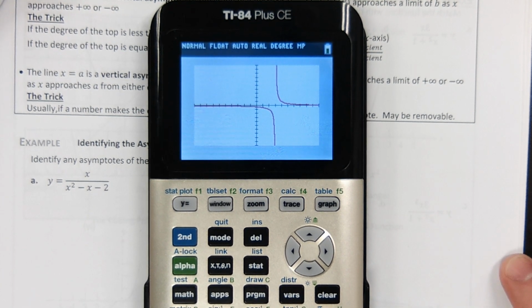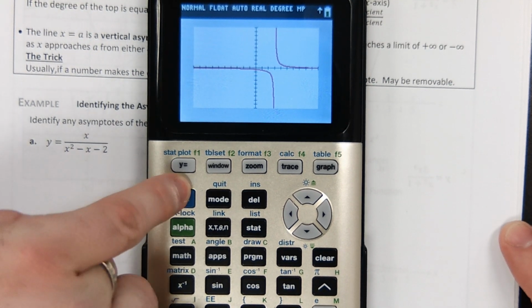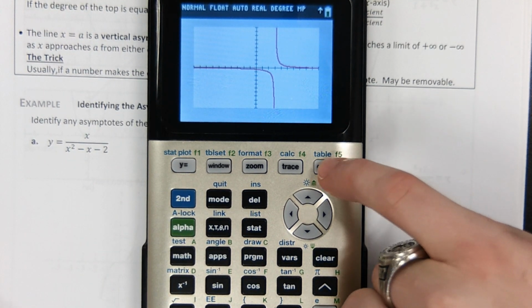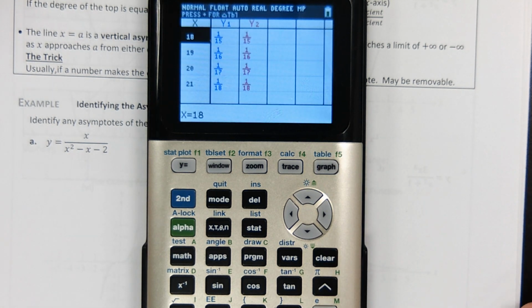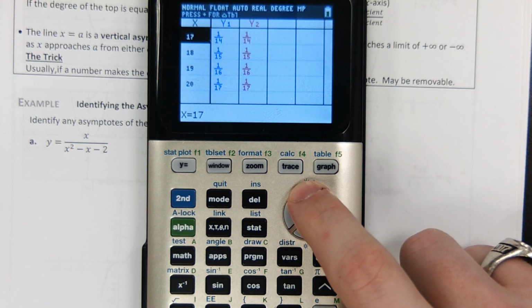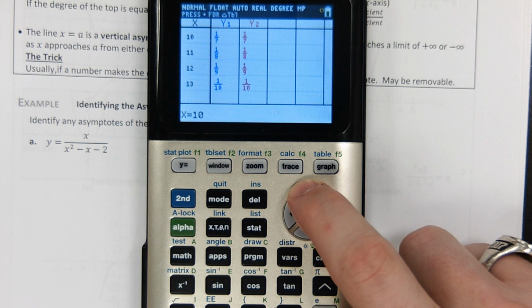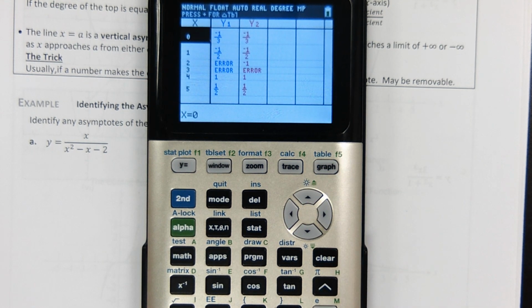So here's what I'm going to do. I'm going to hit second, and then the graph button, which takes me to the table of values that this thing is going to show you. Now what this table does is it shows you what your y values are at certain x values. And I have to scroll up in order to see that these two functions are not the same. You'll notice right there, the blue one throws an error at x equals 2, but the red one doesn't, proving to you that they're not the same graph.